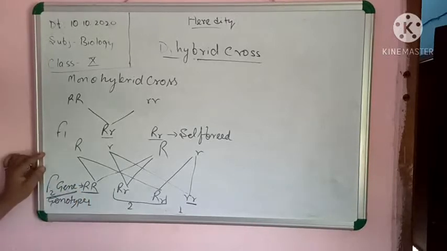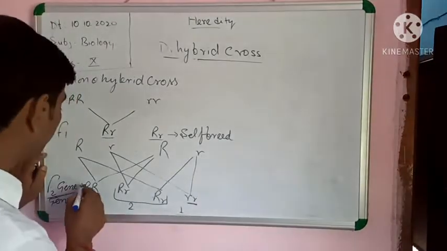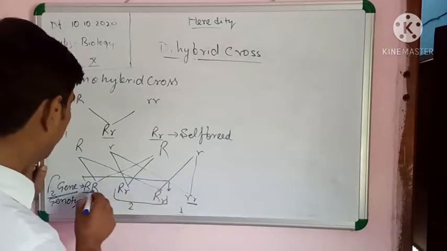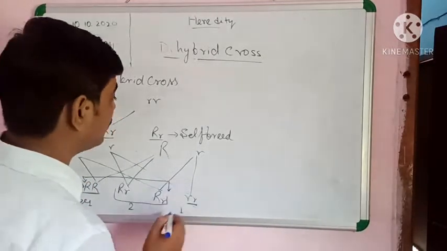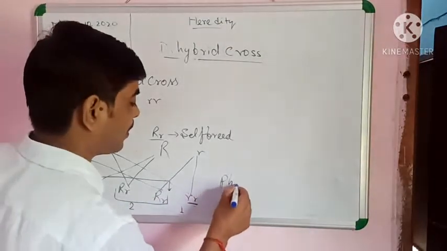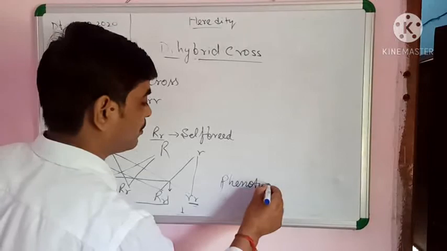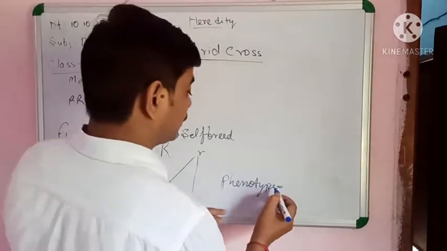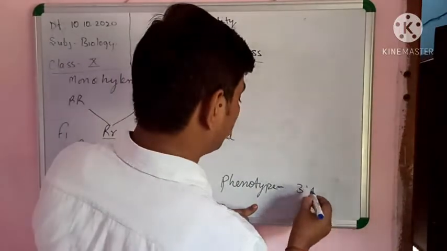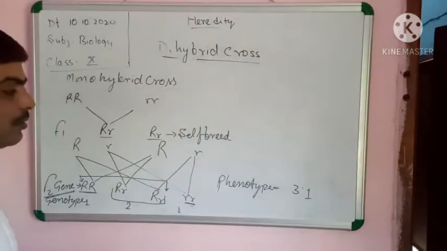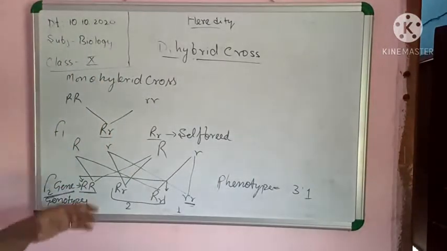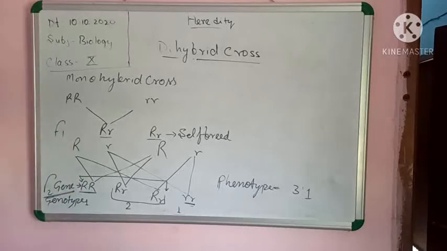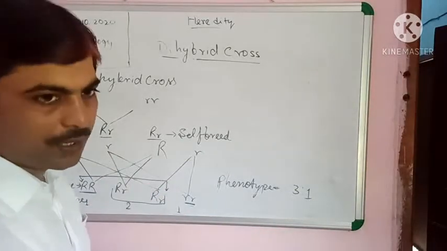And if we talk about the phenotype, these three are of same phenotype, that is round, and one is different, means the phenotypic ratio is 3:1. Okay. Mendel interpreted and concluded this experiment. I hope you are understanding this experiment. Round yellow. Similar thing we will do with the dihybrid cross also.